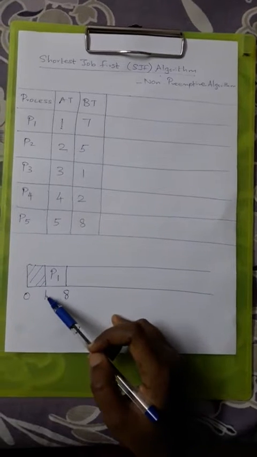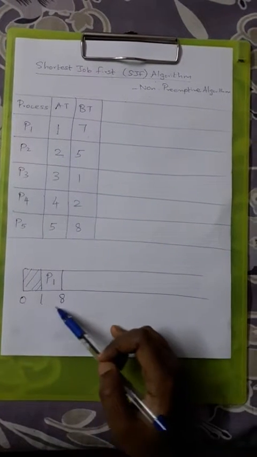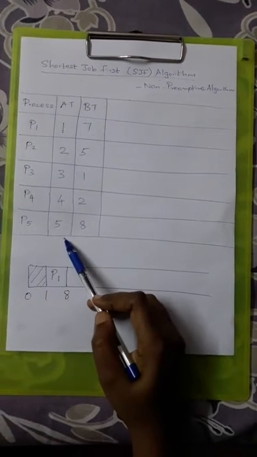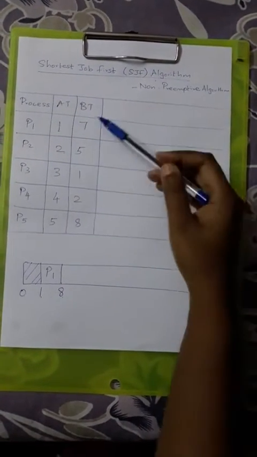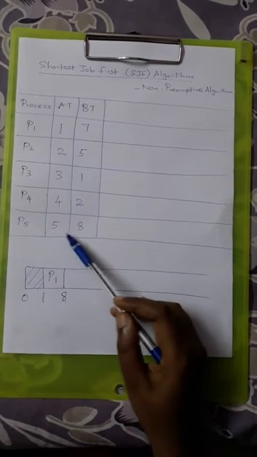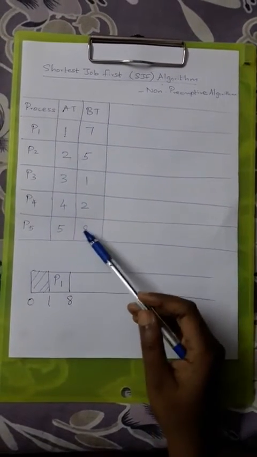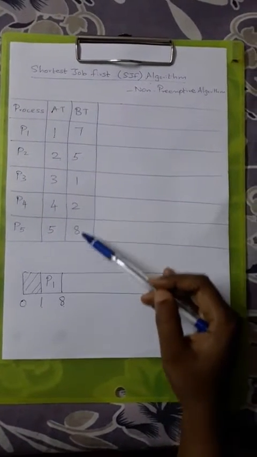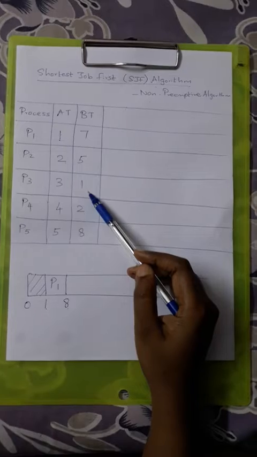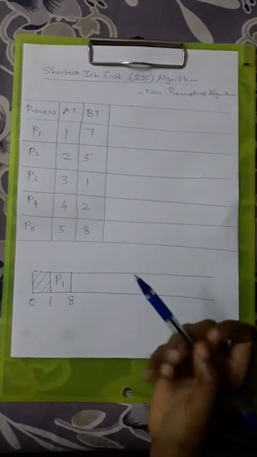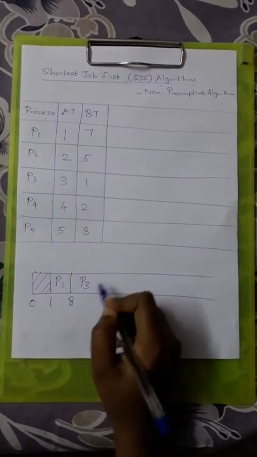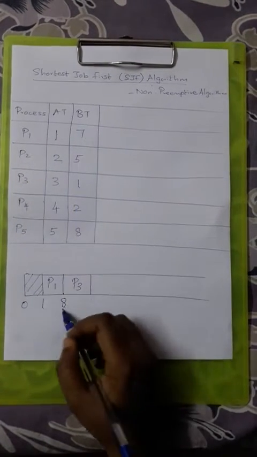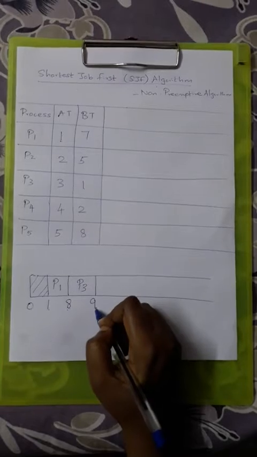So this process will be running from 1 millisecond to 8 milliseconds. At 8 milliseconds, we have all the processes, because the last process, P5, arrives at the 5th millisecond. So now we can compare the burst times 5, 1, 2, 8. Which has the minimum execution time? 1, that is process P3. P3 will execute for 1 millisecond, from 8 to 9.